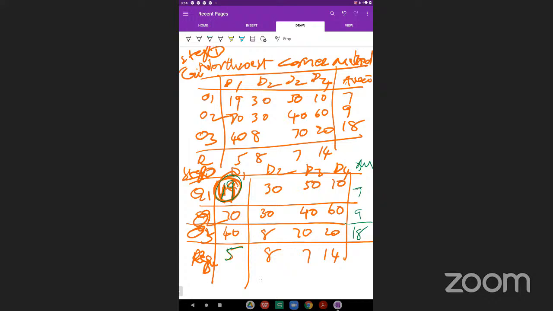Minimum of the demand and supply, minimum of availability and demand. Availability is how much? 7. Demand is how much? 5. So we give as much as the demand. The demand is smaller, so I will allot the demand here, 5. Then the demand is completely allotted for that destination, so I remove it. 7 minus 5, how much is it? 2.